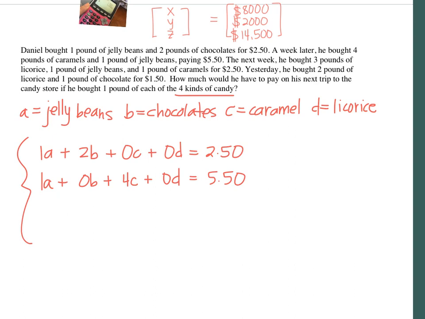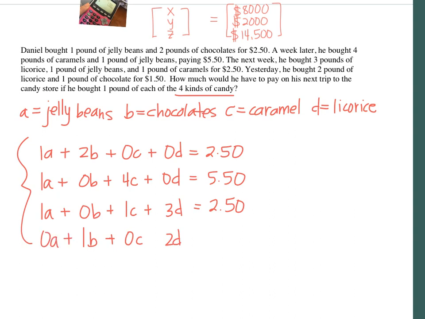The next week, 3 pounds of licorice. So this is my first chance at doing licorice. A pound of jelly beans. He really likes jelly beans. And 1 pound of caramels, but no chocolate. That equaled $2.50 again. And then yesterday, 2 pounds of licorice, 1 pound of chocolate, and nothing else. So no caramels and no jelly beans, for a total of $1.50.